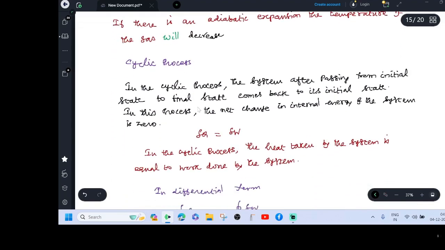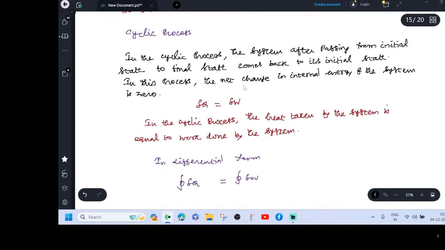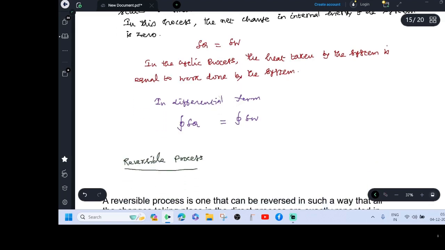Cyclic process. In the cyclic process, the system after passing from initial state to final state comes back to its initial state. In this process, the net change in internal energy of the system is 0. That means del Q equal to del W. In the cyclic process, the heat taken by the system is equal to work done by the system. In differential form, closed integral del Q equal to del W.